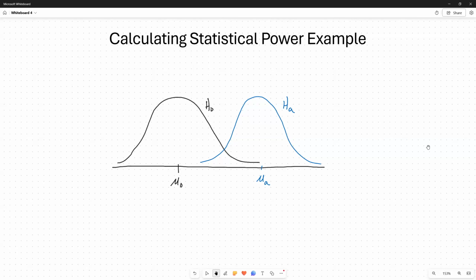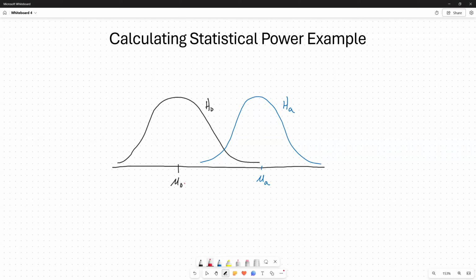All right, team, we're going to talk about calculating statistical power with an example here. And just as a quick review, when we're talking about power, we are talking about the probability that our sample and our experiment will correctly reject the null hypothesis, if in fact we come from an alternative distribution.